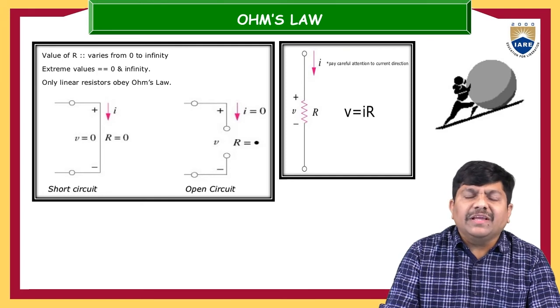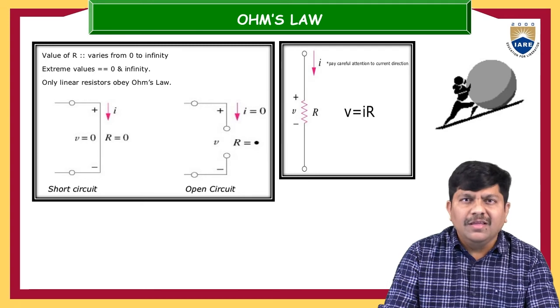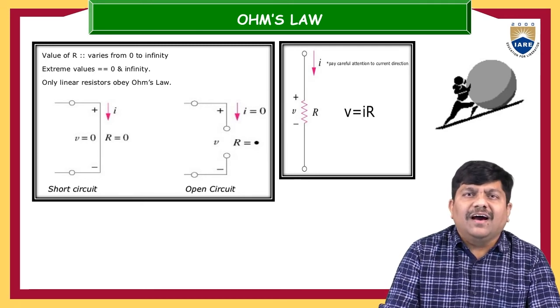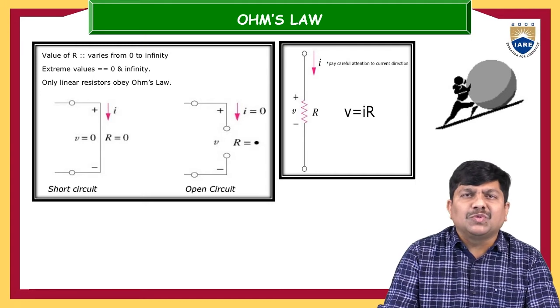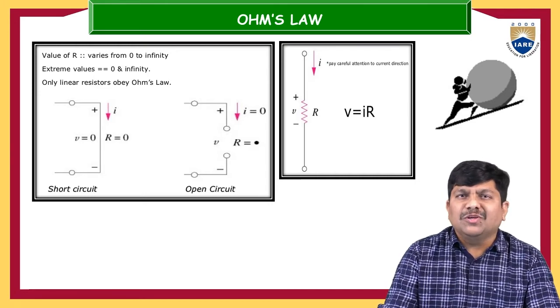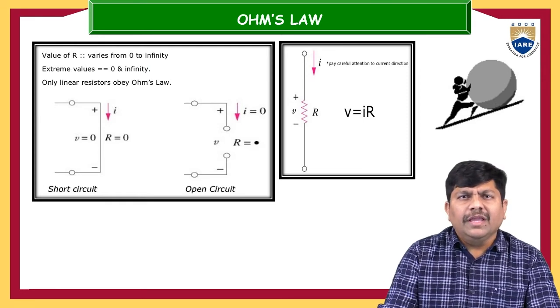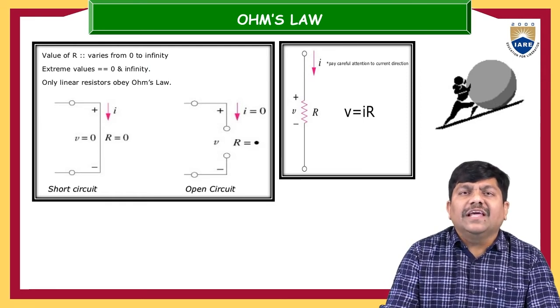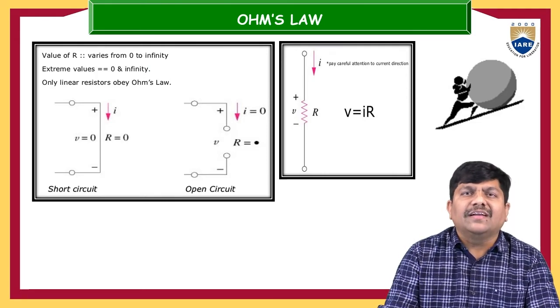R is equal to infinity means it is too large in magnitude. R is equal to 0 means it is very small in magnitude. If R is equal to 0, there is no opposition, which means the terminals are simply short circuited. The conductor itself will be short circuited.